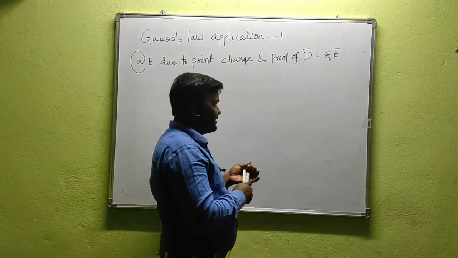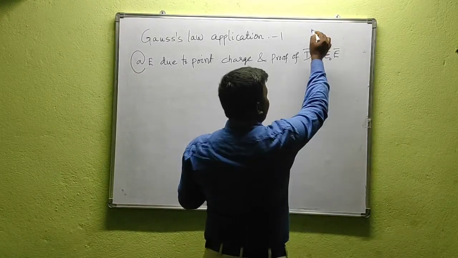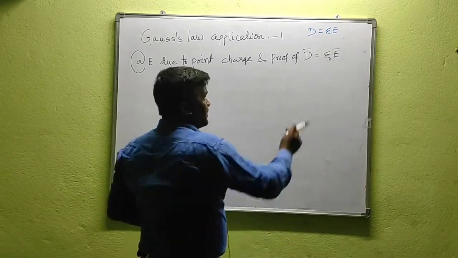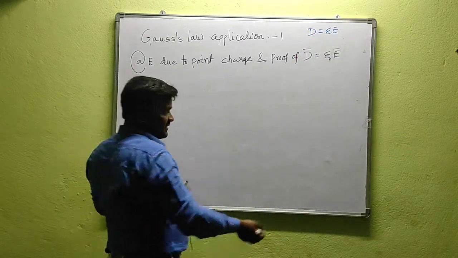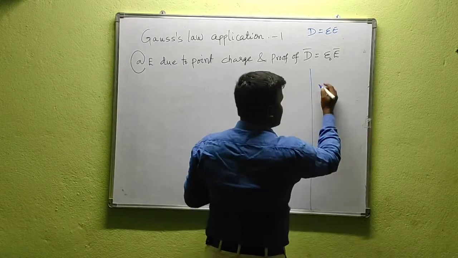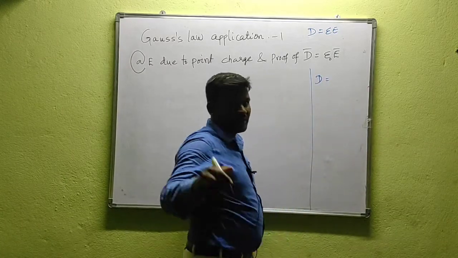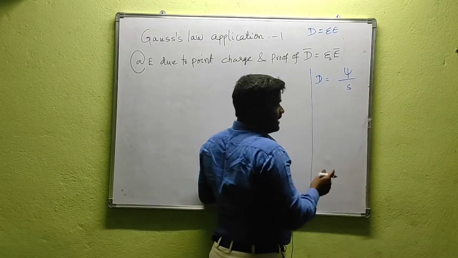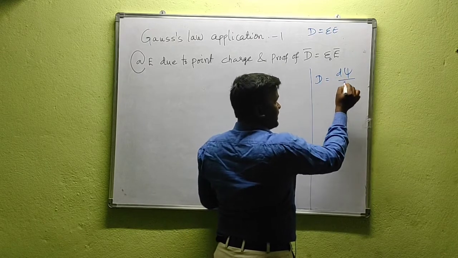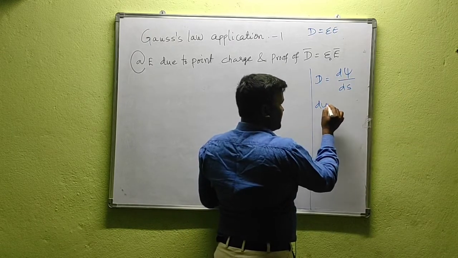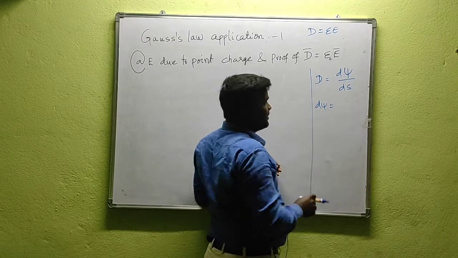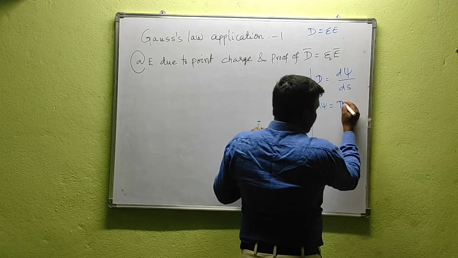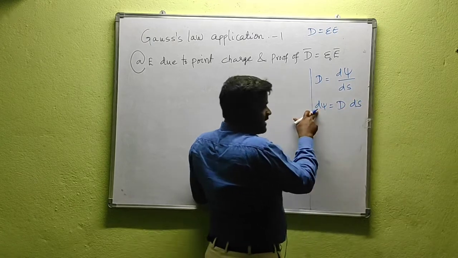Already I said that the alternative definition of D is D equal to epsilon E, and before this we studied electric flux density. Electric flux density is defined like this: D equal to flux per unit surface area, that is electric flux per unit surface area. If this area changes, the flux changes, that's why D equals d psi by dS. From this we can write d psi equal to D into dS.